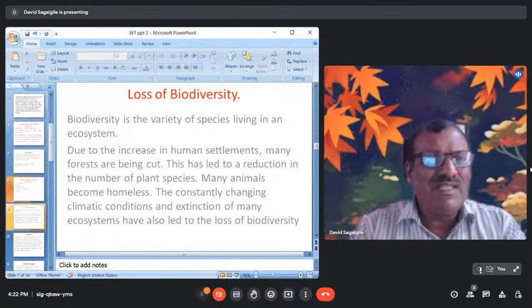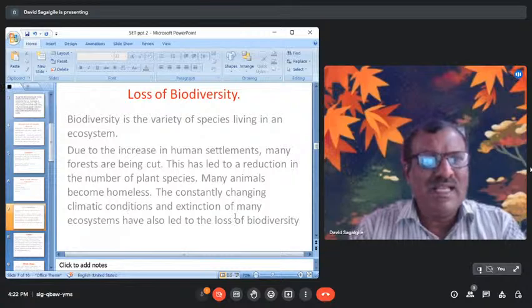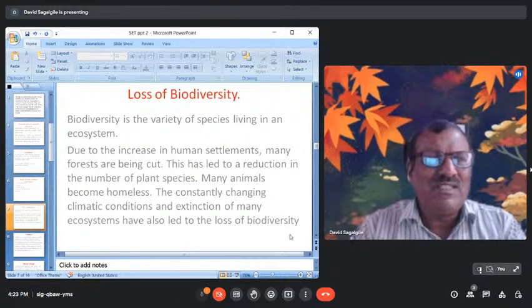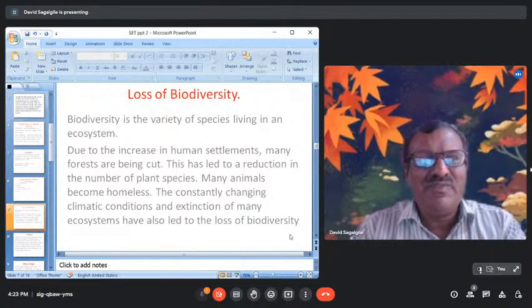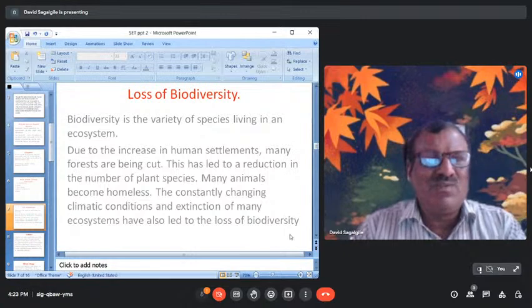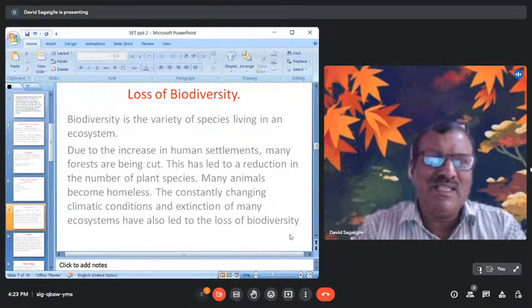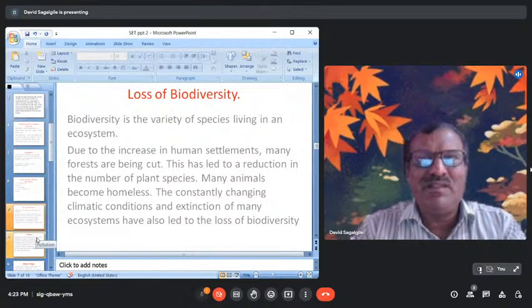So the constantly changing climatic conditions and extinction of many ecosystems have also led to the loss of biodiversity. Because of that, we see the constantly changing climatic conditions and the extinction of so many different kinds of ecosystems has also led to the loss of biodiversity. So many species are gone from our areas. Take for example, we see the sparrows, isn't it?